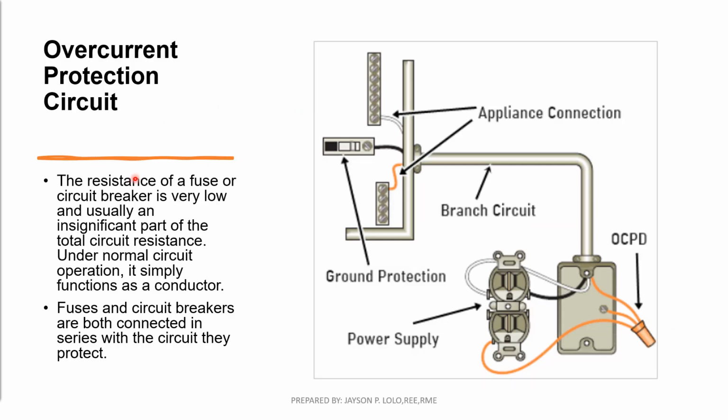In an overcurrent protection circuit, the resistance of a fuse or circuit breaker is very low and usually an insignificant part of the total circuit resistance. In general, these overcurrent devices must be installed at the point where the conductors being protected receive their power, for example, at the beginning of a branch circuit. In the event of an overcurrent situation, fuses will blow or circuit breakers will trip. All these devices protect the circuit against overcurrent conditions. Branch circuit, OCPD, which is the overcurrent protection device.